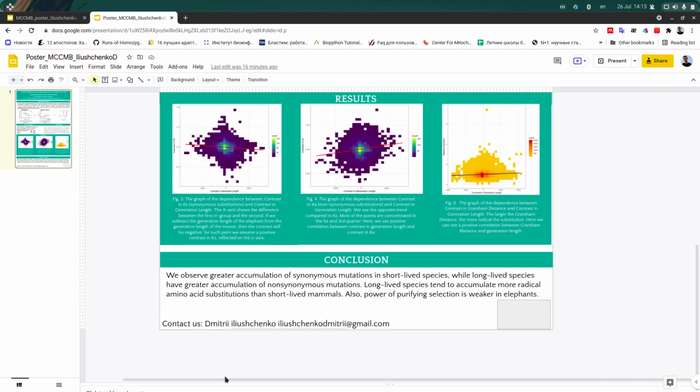We observed a greater accumulation of synonymous mutations in short-lived species, while long-lived species have a greater accumulation of non-synonymous mutations. Long-lived species tend to accumulate more radical amino acid substitutions than short-lived mammals. Also, the power of purifying selection is weaker in elephants. This is the end, and thank you for your attention.